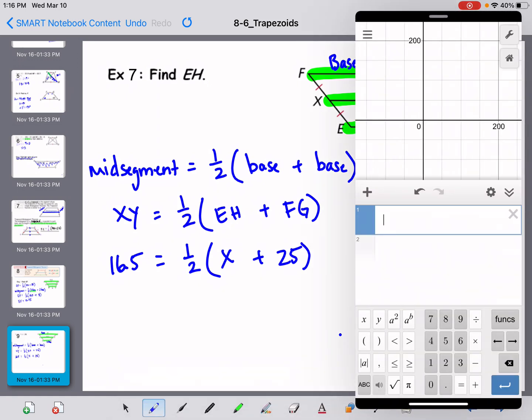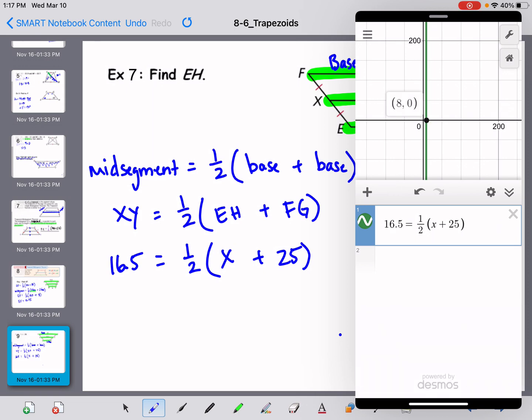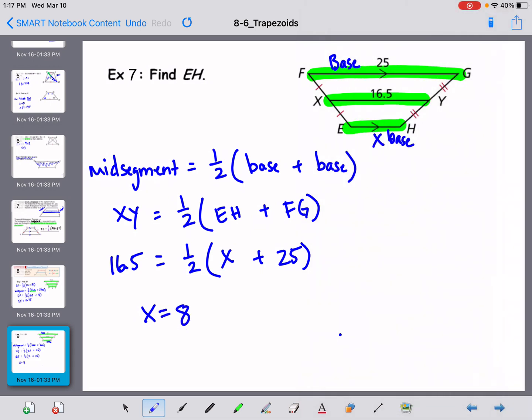Now, type that into Desmos. What am I going to get? 16.5 equals 1/2, and I need some parentheses, X plus 25, parentheses. Now I'm going to stop and see if everything looks correct. Did I type it in? Yes, I did. X equals 8. What was I trying to find? EH. What was X in my problem? EH. All right, I'm good to go.